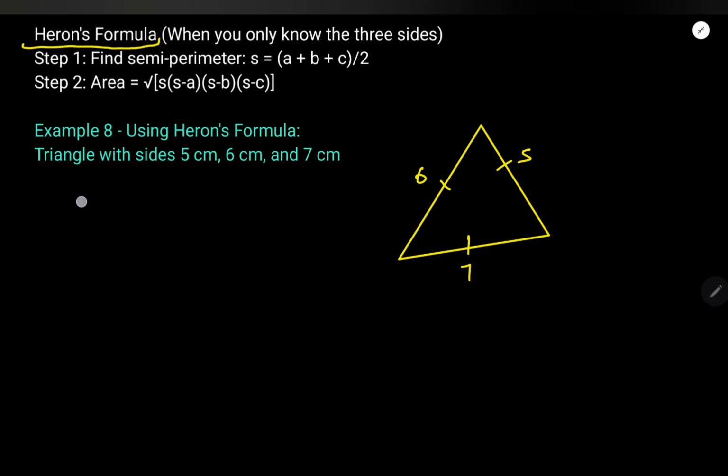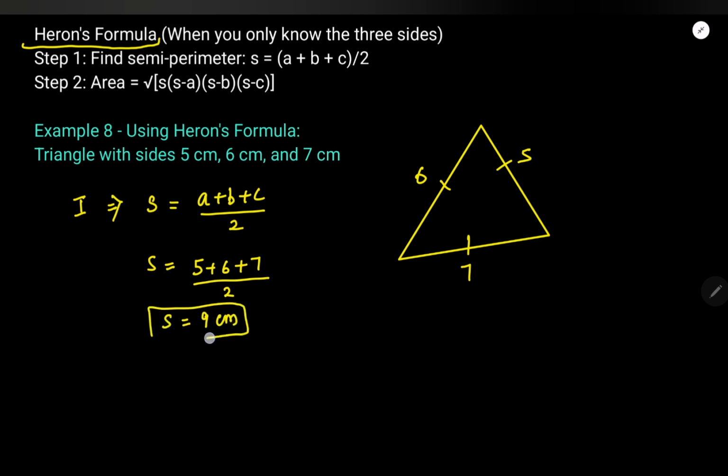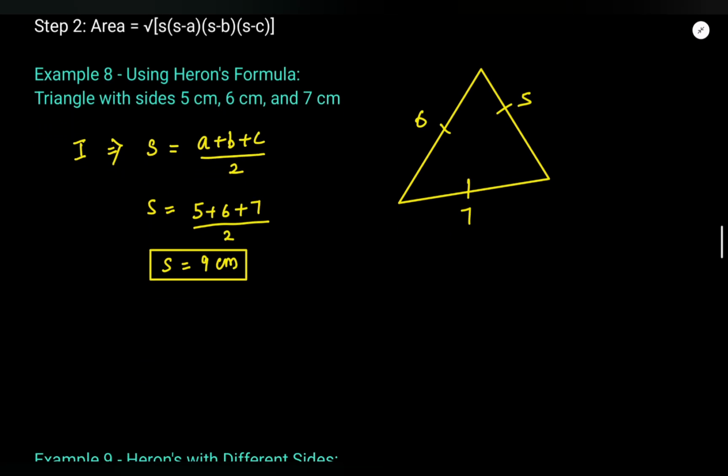Then you will find the area in 2 steps. Step 1 is you will find semi-perimeter S. Semi-perimeter is A plus B plus C by 2. That means in this case 5 plus 6 plus 7 by 2. And what is this? 5 plus 6 is 11. 11 plus 7 is 18. 18 divided by 2 is 9. So S is 9 centimeter. Are you getting my point? What did we do? We will do this in 2 steps. First is you will find semi-perimeter, and second step is you will find area.